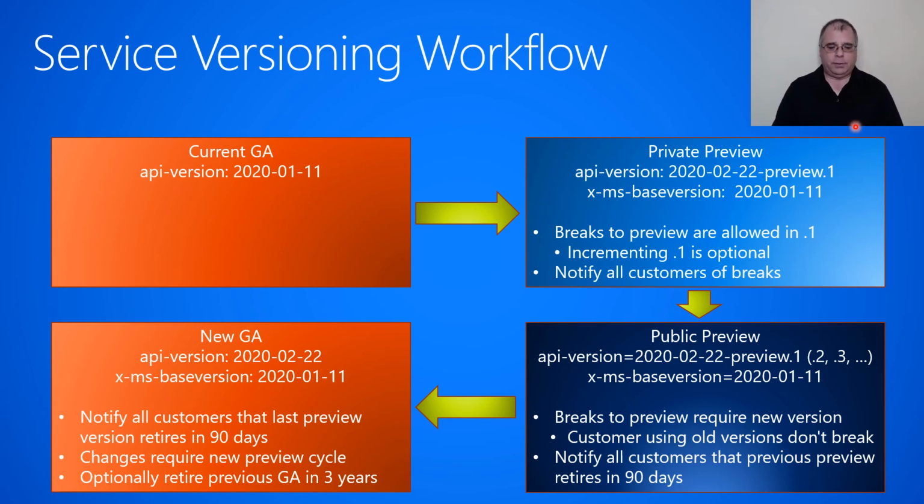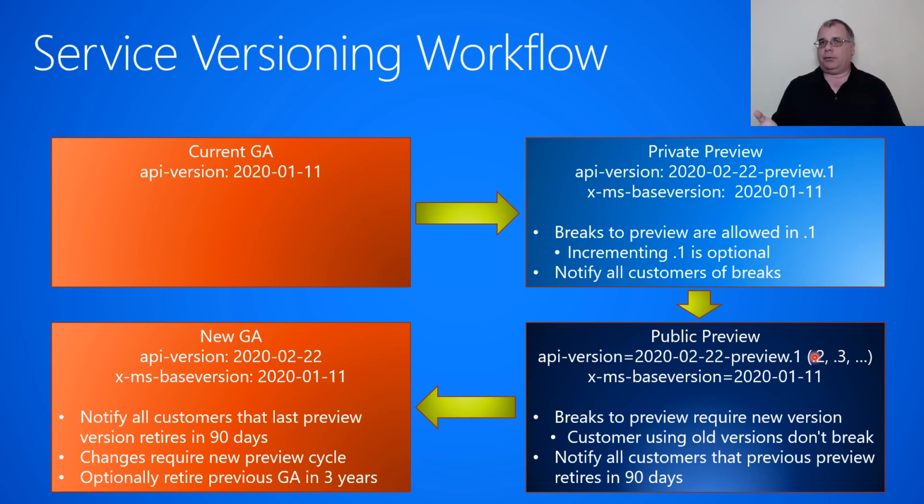Eventually, you'll go from private preview into public preview. And when you do that, the API versioning scheme doesn't change at all. But now, you don't know who all your customers are, because you're in public preview. So lots of customers may be using the service, and you don't have a direct way to communicate with them. So now, whenever you want to make a breaking change to the preview bits, you must increment the number after the preview dot. And then you notify customers there's preview 2, preview 3, preview 4 available. They should update their code to talk to the latest preview. And then 90 days from now, you will be removing support from the previous previews. So your preview customers have to migrate to the new previews.